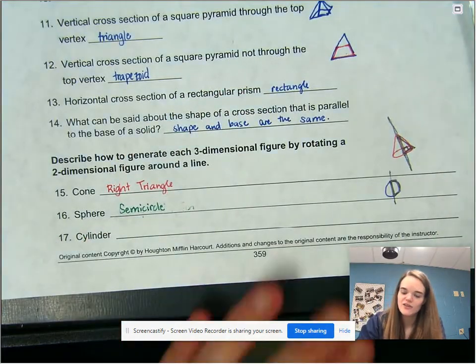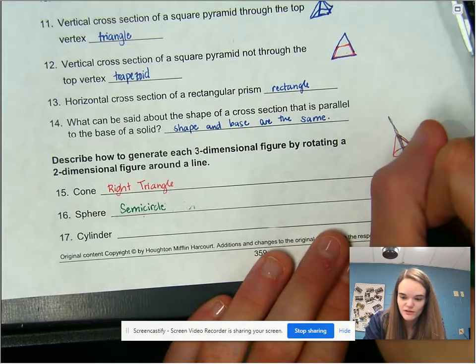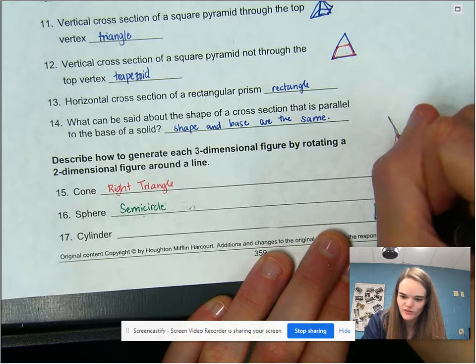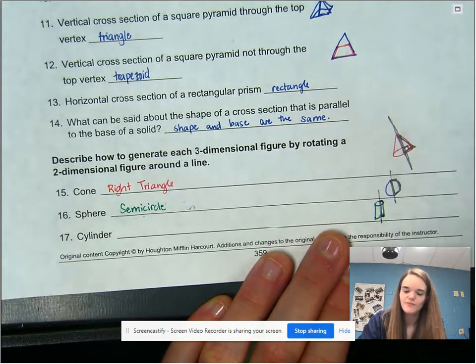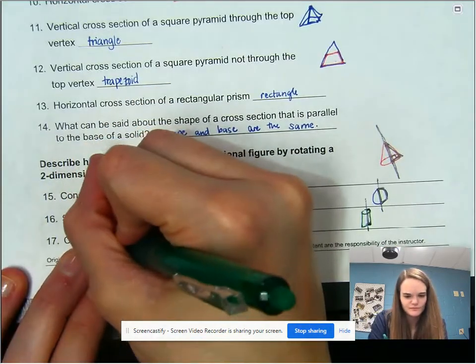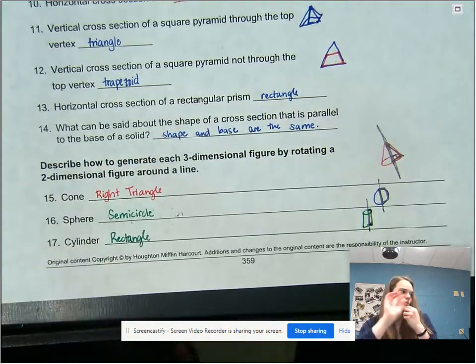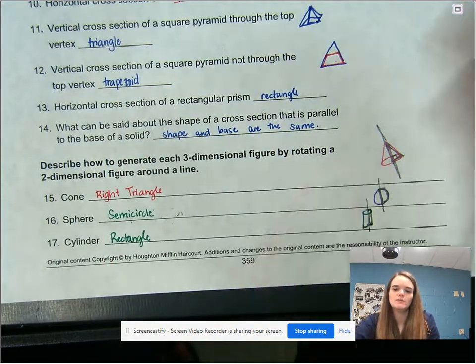Okay. And last is a cylinder. A line straight through it. What is this? That is a rectangle. Like I said, if I can find an image of what I'm talking about where it rotates, I will definitely put it in there. All right, so we're going to cut this as well and glue it in. I cut that a little bit too close. And glue it in on page 143.